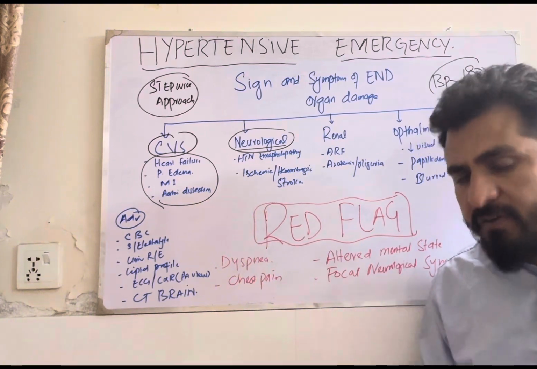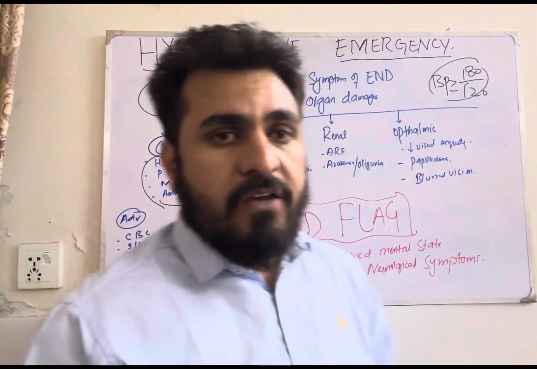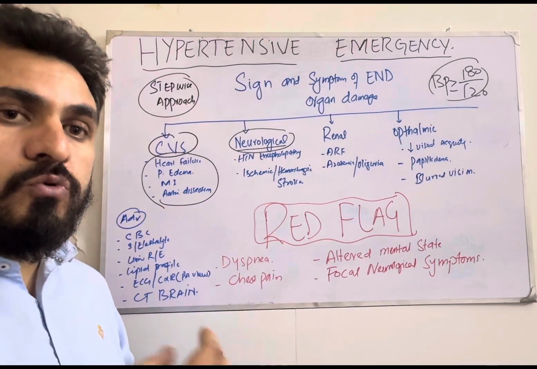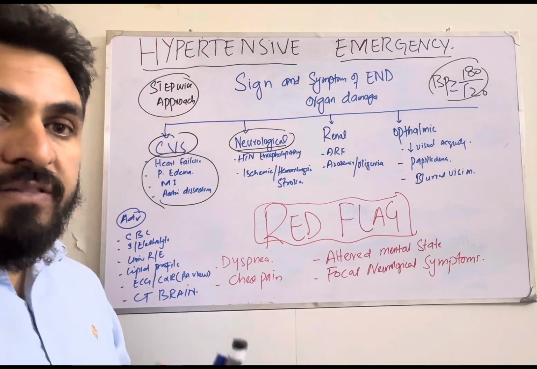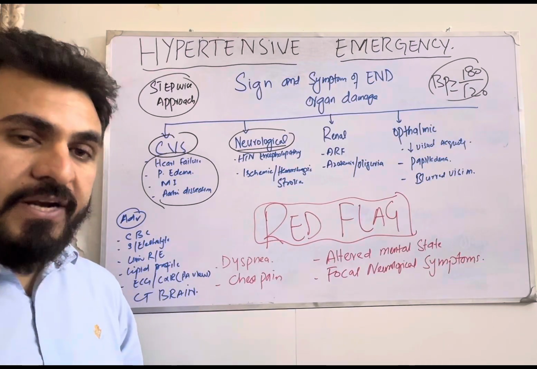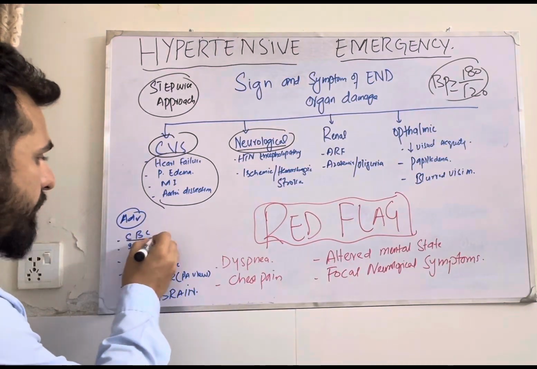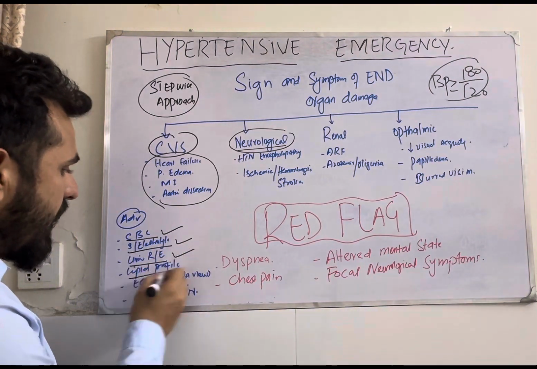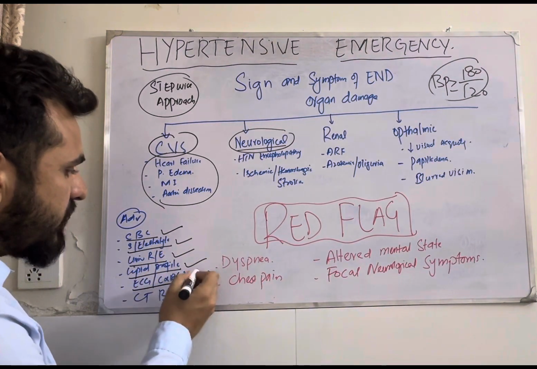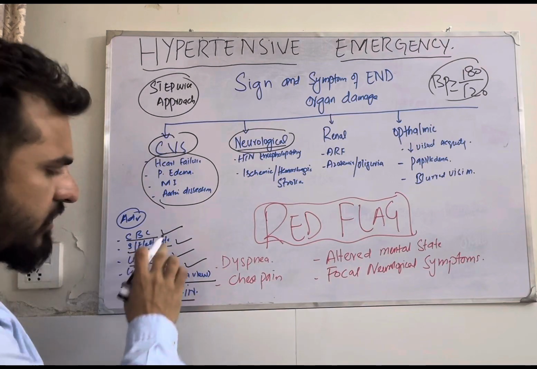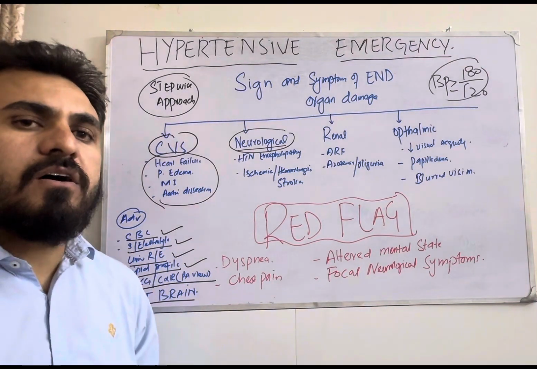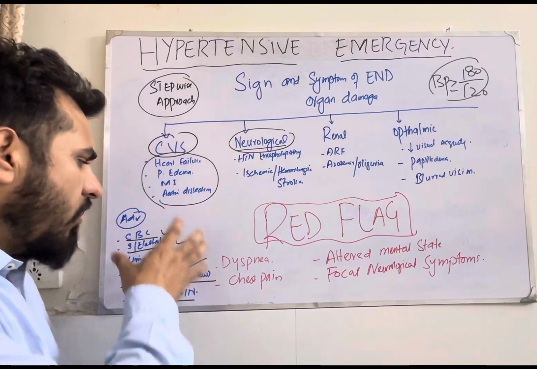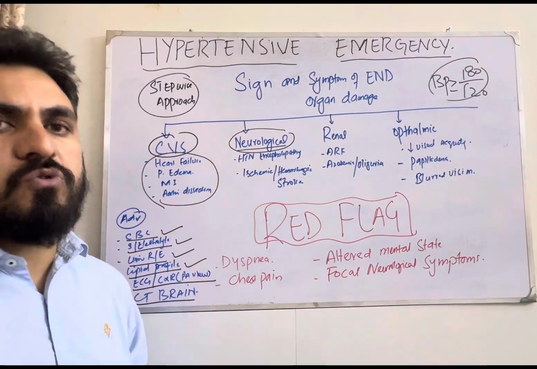Whenever the patient presents with hypertensive emergency, we do some investigations. It is not for all, but you can do it case to case. The most common investigations we do are complete blood count, serum electrolytes, urine RE, lipid profile, ECG, chest X-ray, and CT brain. It is not necessary to do all these investigations; it is very case to case.